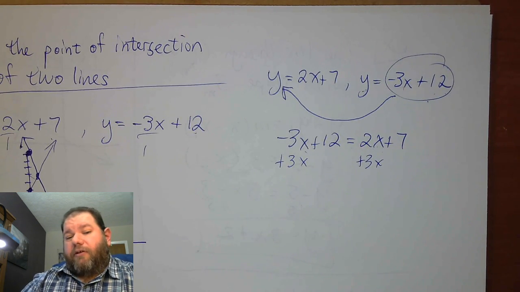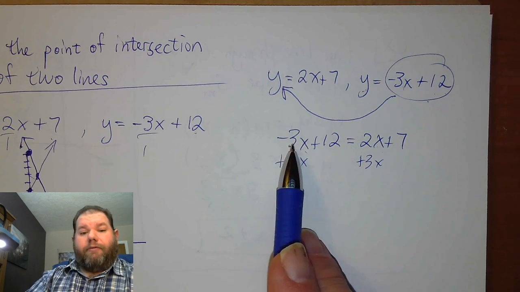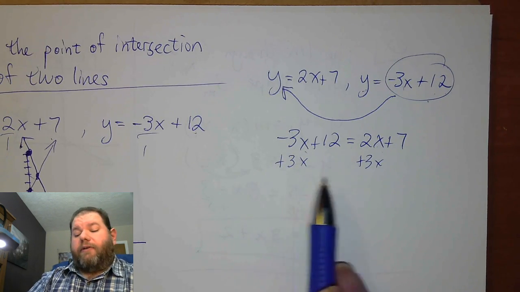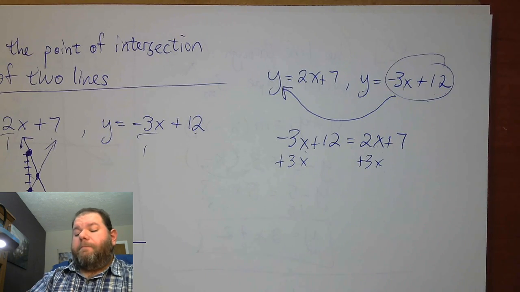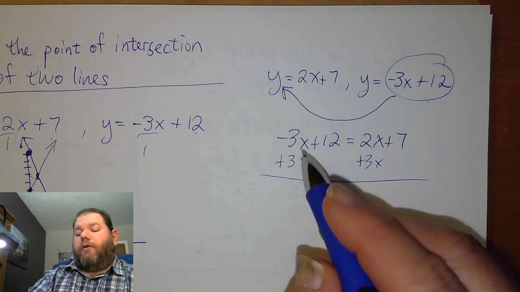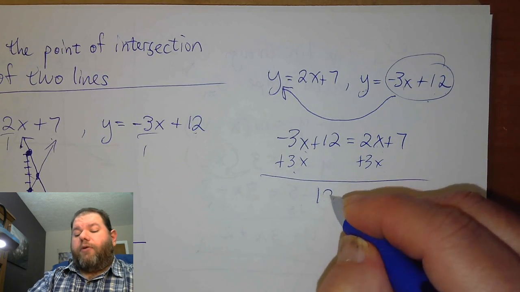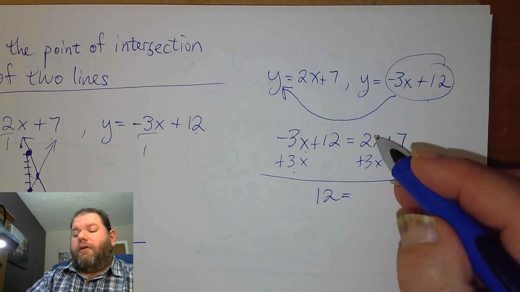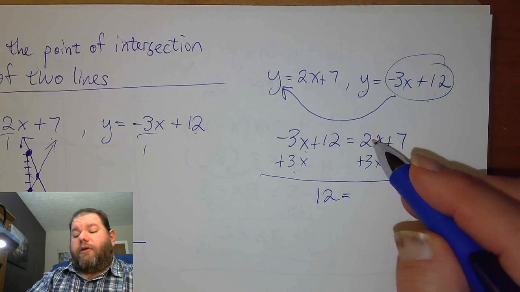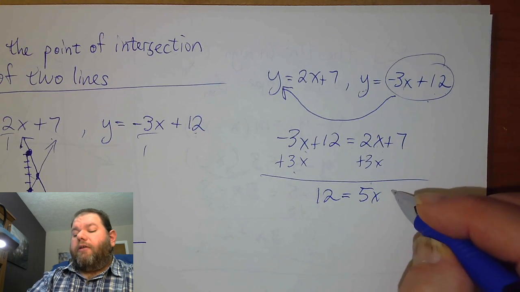And the idea is that if we want to move something from one side of the equation to the other, we have to do the opposite. And the opposite of a negative 3x is a positive 3x. Now, negative 3x plus 3x cancels out. So we just have 12 equals, and then adding here 2x plus 3x gives us 5x, and then we have plus 7.